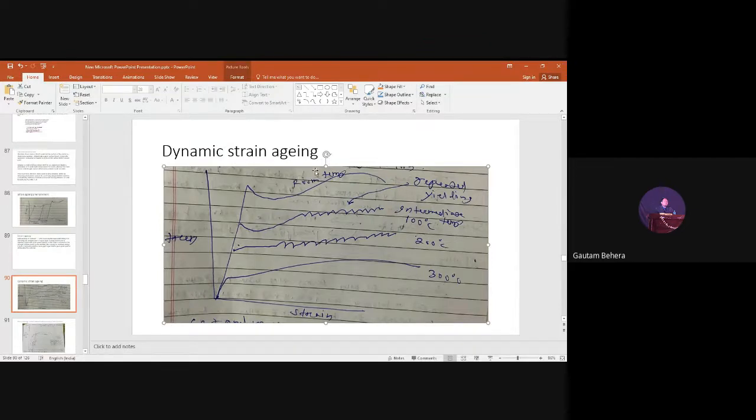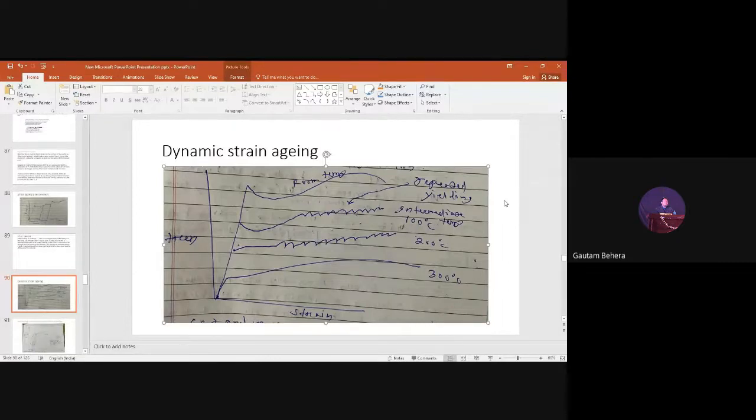Something is lying over here. No, I'm not asking about different temperatures. I'm asking what is happening in dynamic strain aging. Sir, repeated yielding. Awesome. Yes, it is written repeated yielding. But why is repeated yielding happening? Just look at the image carefully. See the difference. Sir, in some cases there are serrations and in others there are no serrations. Why? That is the question.